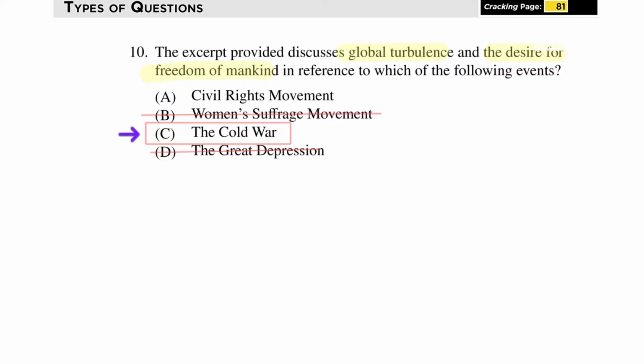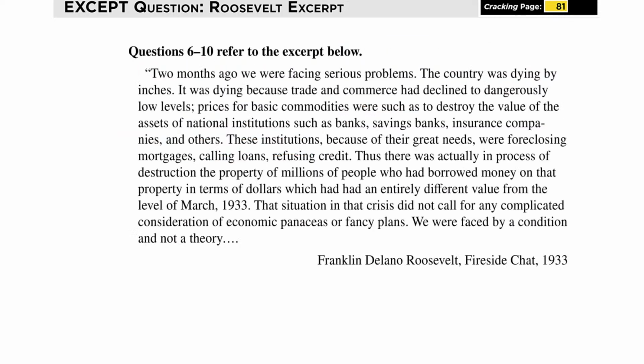So notice it's a combination of reading the text carefully, but also using a little bit of outside knowledge. That's what virtually all the questions are about. Let's take a look at another one. So once again, we'll read the notation first, just so we know where this is coming from. It's President Franklin Roosevelt, Fireside Chat, 1933. Now, hopefully, when you see FDR 1933, you're thinking Great Depression. So let's see what this says.